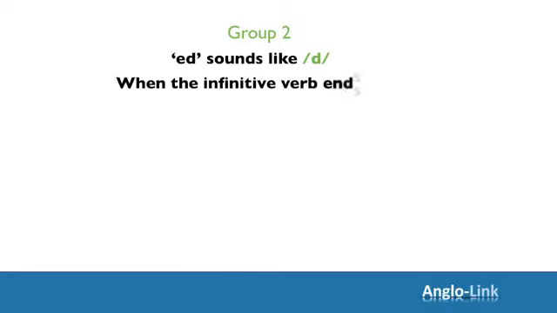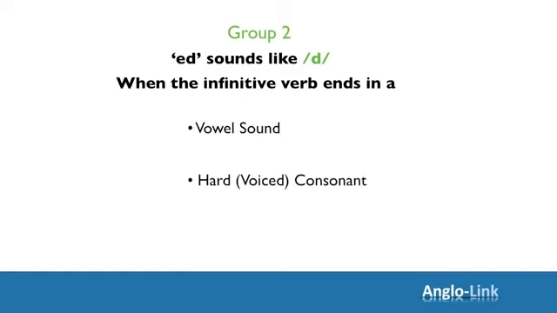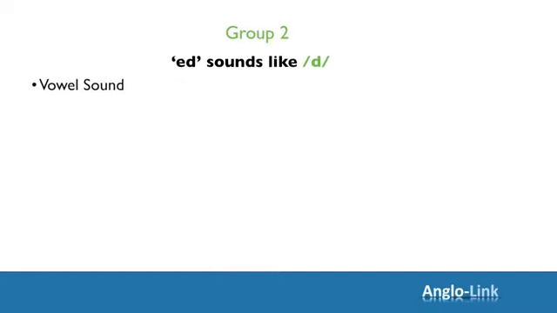Right, let's look at Group 2, when ed sounds like d. This happens in two cases. When the infinitive verb ends in a vowel sound or a hard or voiced consonant. Let's look at some examples of vowel sounds. Offer. Remember that in British English, the R at the end is not pronounced, so the last sound is an uh. Offer.